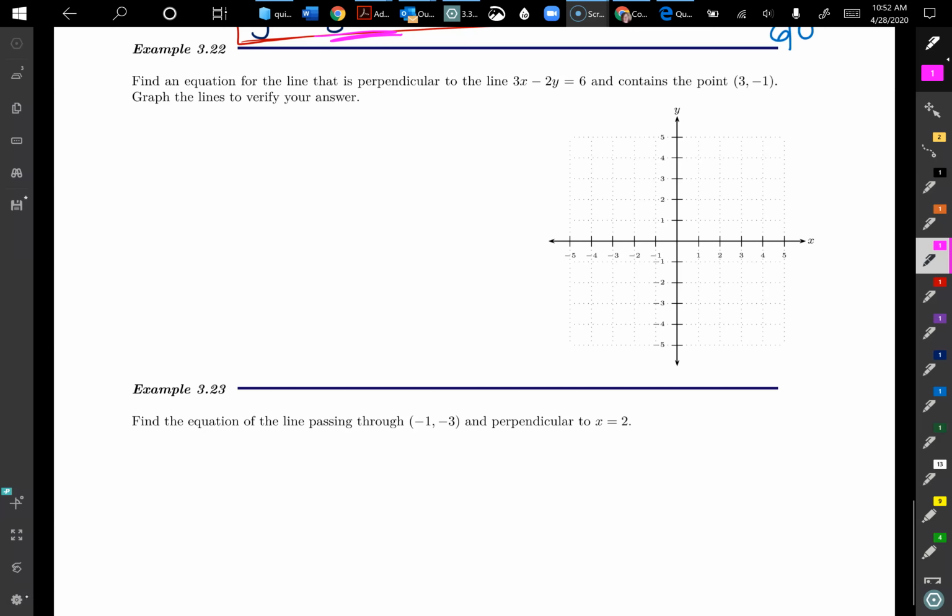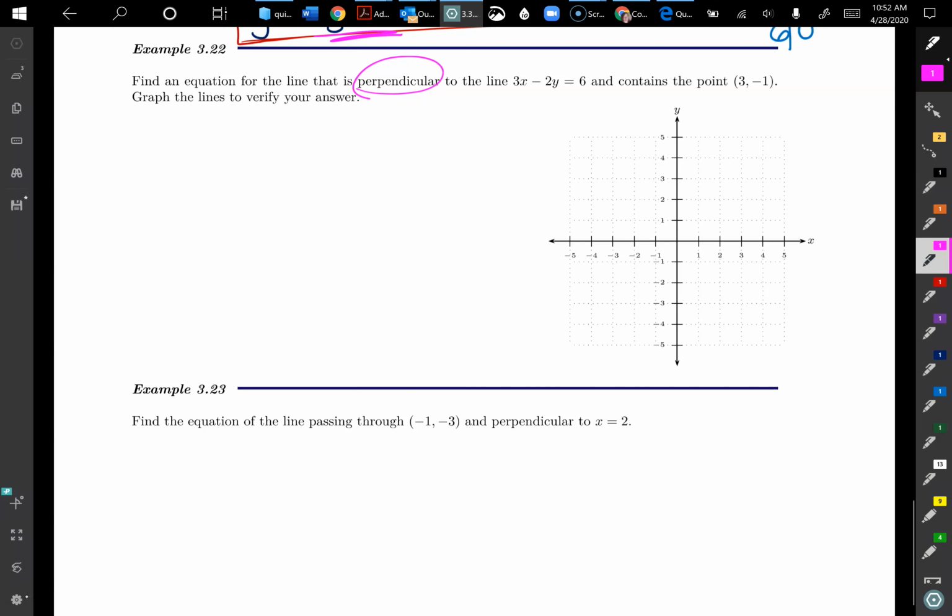Find an equation for the line that is perpendicular to the line 3x minus 2y equals 6 and contains the point (3, -1). Graph the lines to verify your answer. So this one's a little trickier, so pay attention to that perpendicular. I'm going to make sure you get the slope correct with this.